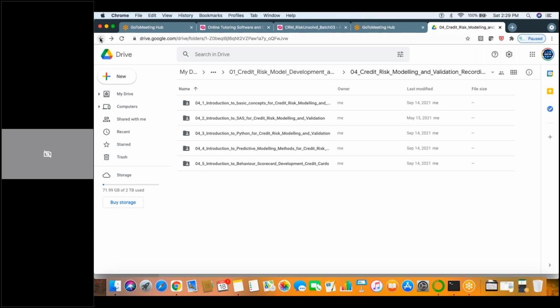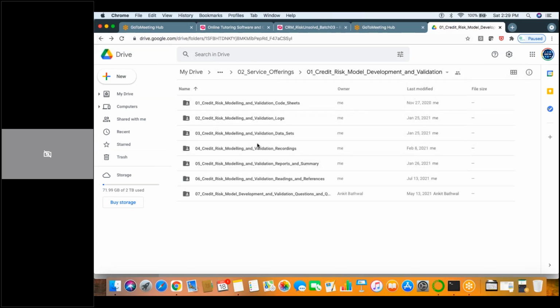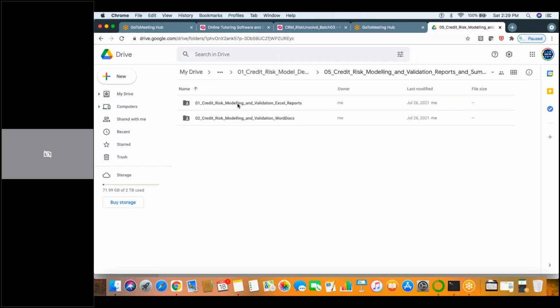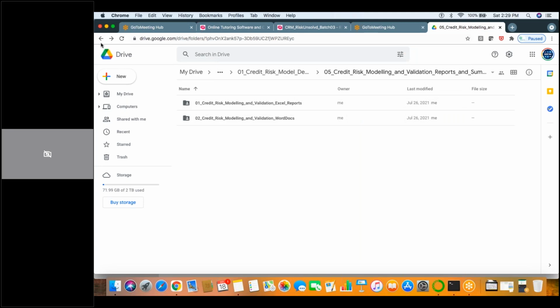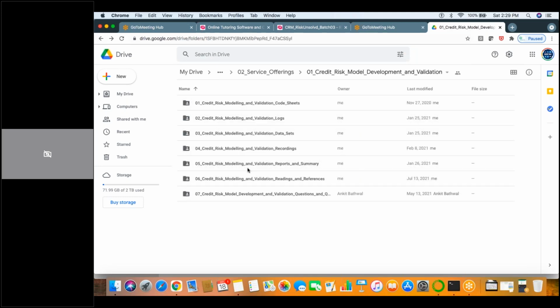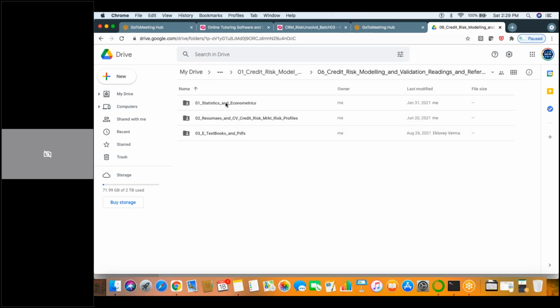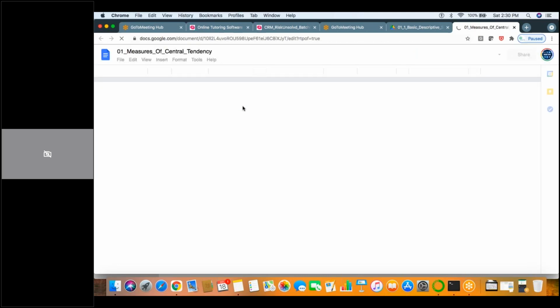So as we started off with the regulatory model, now after that we have all the validation reports and summaries. Whatever Excel reports are used in those videos, they are available over here. Then you have the readings and references. Over here you have the readings and references on statistical methods. These are pretty well written out notes which are there on the drive. You can start referring to them as well.